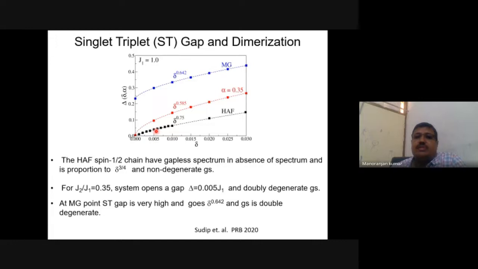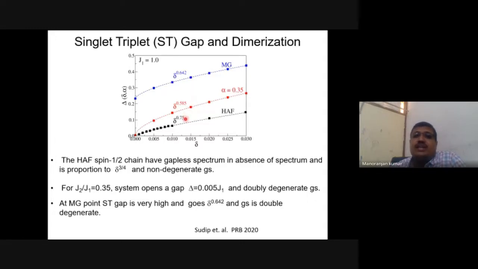and in fact this gapless spectrum opens a gap once you have a finite delta. Okay. And you see that the variation of the gap with delta for different J2 by J1 ratios is shown here.